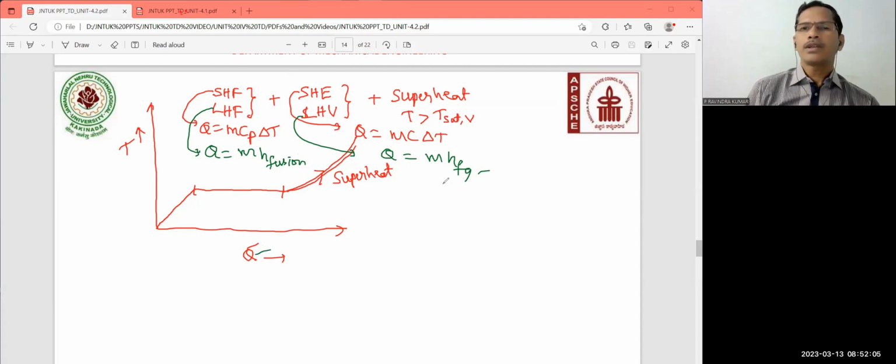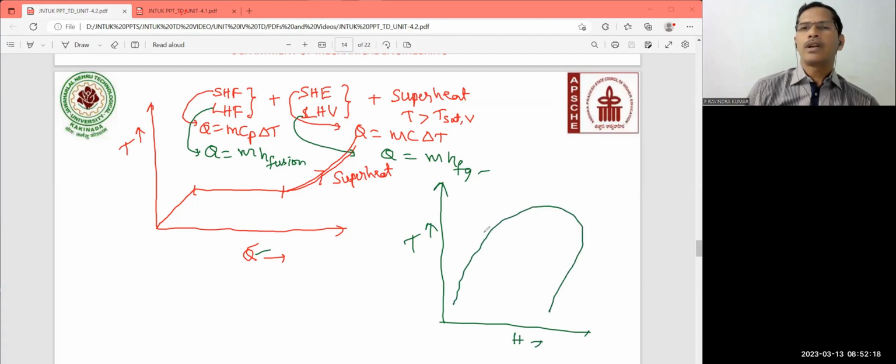Then what about the T-H diagram? This is the temperature and this is the enthalpy. It is the inverted line, and the constant pressure lines will be of this one. This is the critical point. Right? Constant pressure lines.